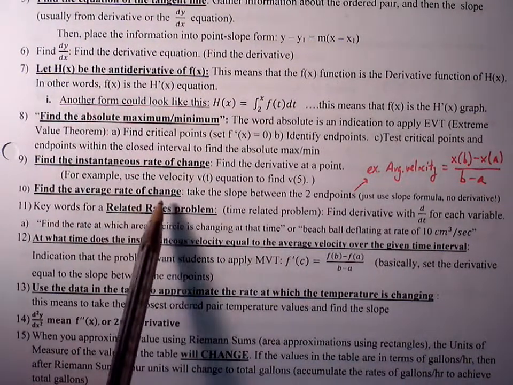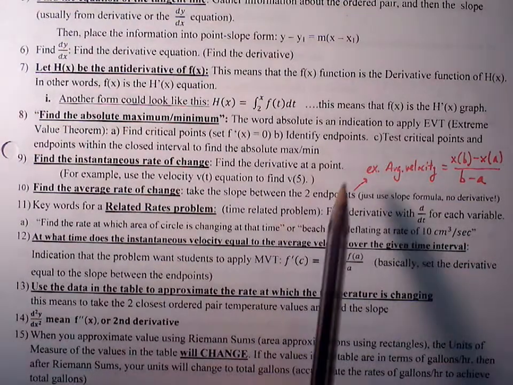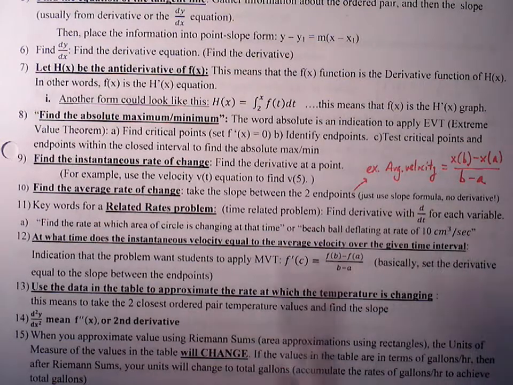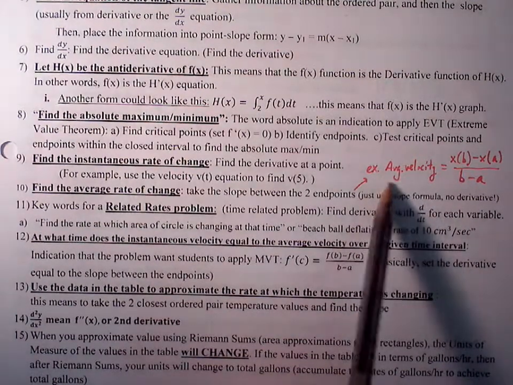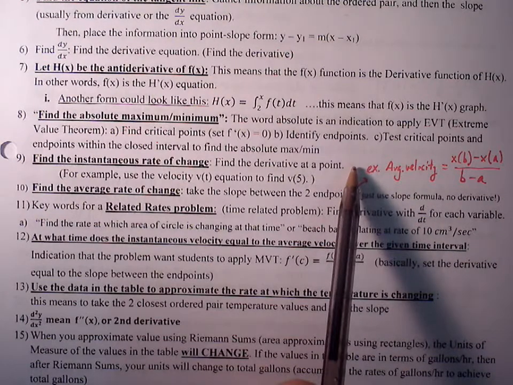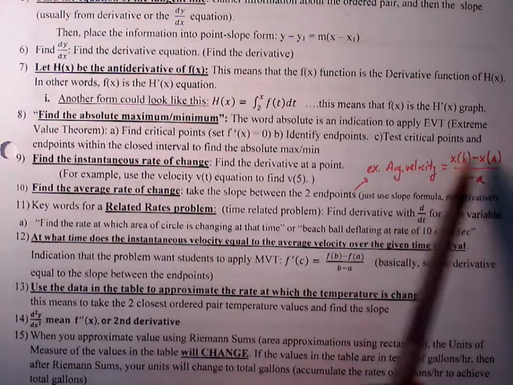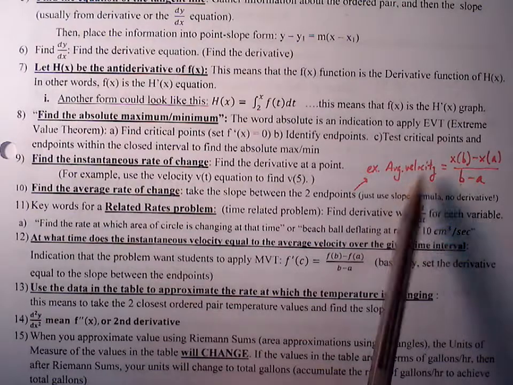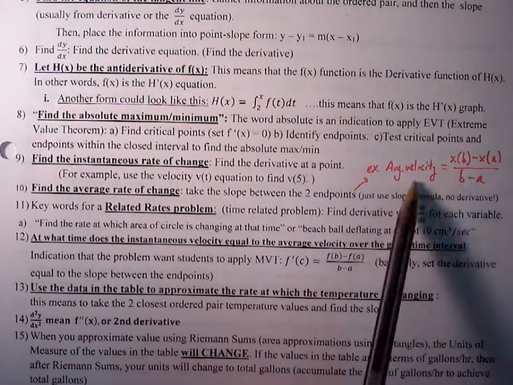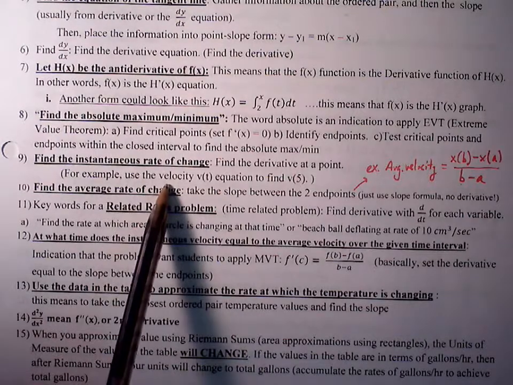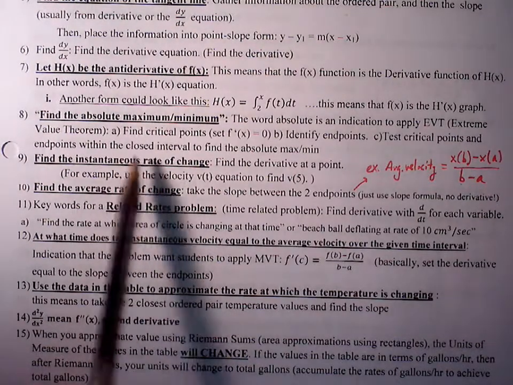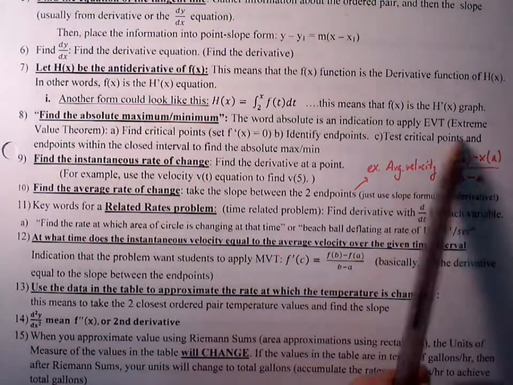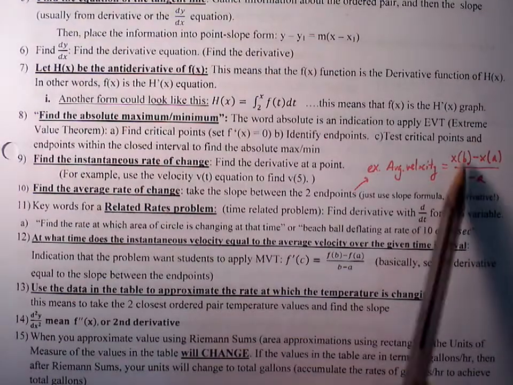Statement 10, find the average rate of change. If I want to find the average rate of change, I'm going to be taking the slope between the two endpoints, so I'm just using the slope formula. There's no derivative. For instance, if I want to find the average velocity and the information provided is the position function, then we just take the change in position over change in time, and that will give us average velocity. Notice that average velocity starting from position is different than how we approach instantaneous velocity starting from position. For instantaneous velocity, with position, we need to find the derivative. For average velocity, we start with position, but we don't find the derivative. We just do slope: change in position over change in time.